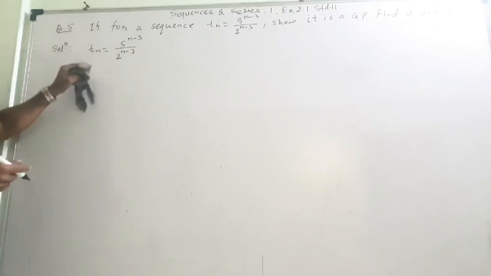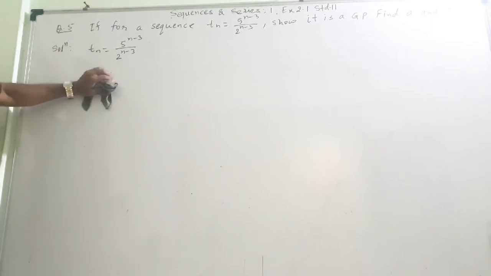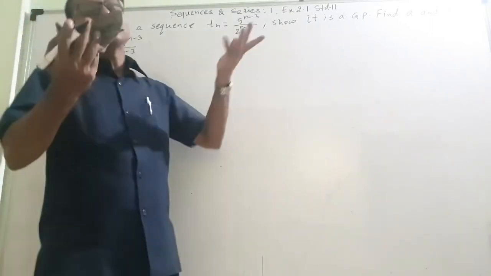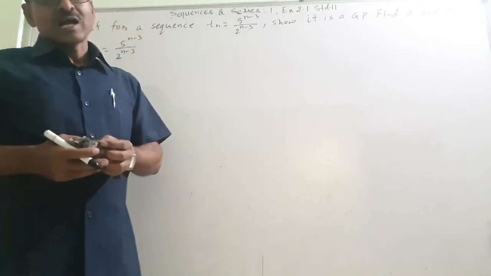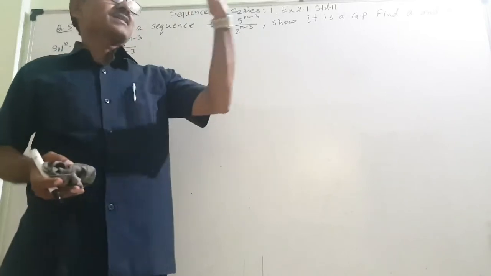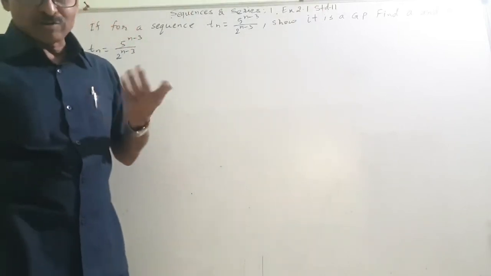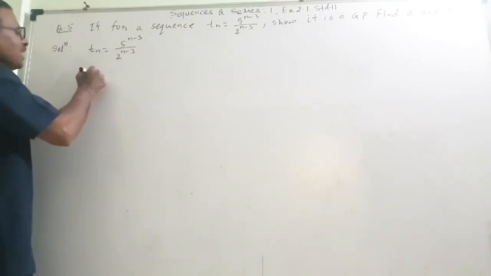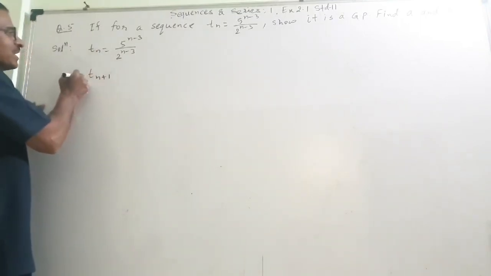This is the Tn. If I want to find the ratio, meaning if I want to show that it is a GP, what do I have to do? I have to divide the two numbers. Which two numbers? The next term and the earlier term. I have to divide it. I don't know the next term. The next term will be Tn plus 1. This will be the next term.